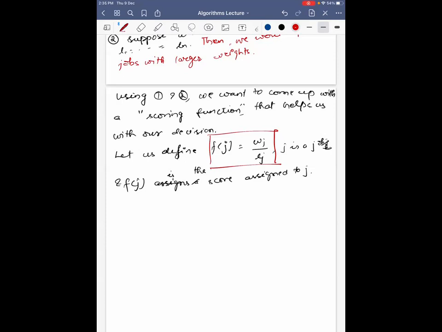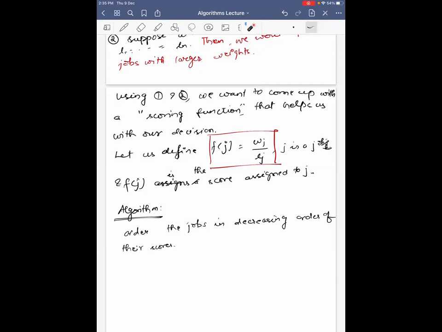And now our algorithm will simply do the following. It will order the jobs in the decreasing order of their scores. So is this clear to everyone? Yes, sir.